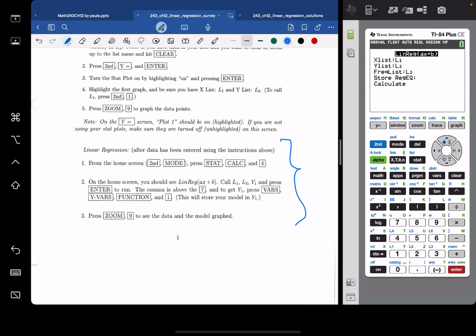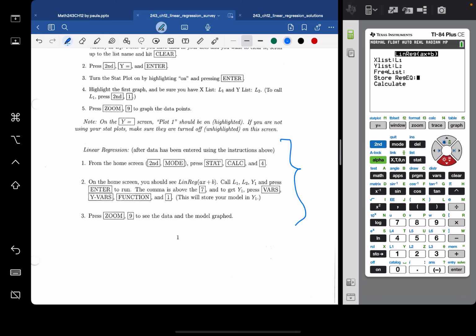So from the home screen, second mode, so second quit, stat calc 4, so stat calc, and then 4 for linear regression. And then it says to call L1, L2, and Y1. So L1, L2, I'm going to clear that out. I do not want a frequency list. My TI-84 doesn't ask for that, but this is a TI-84 Plus, so I guess it's a little different.